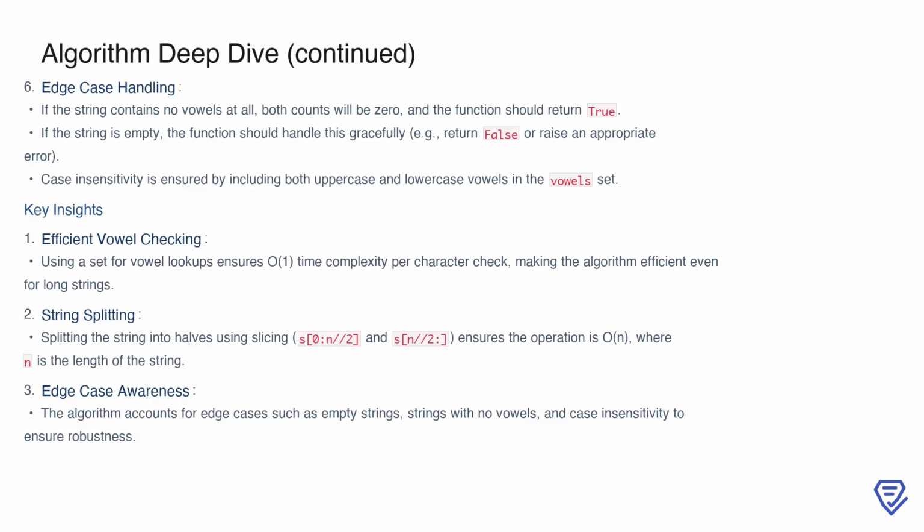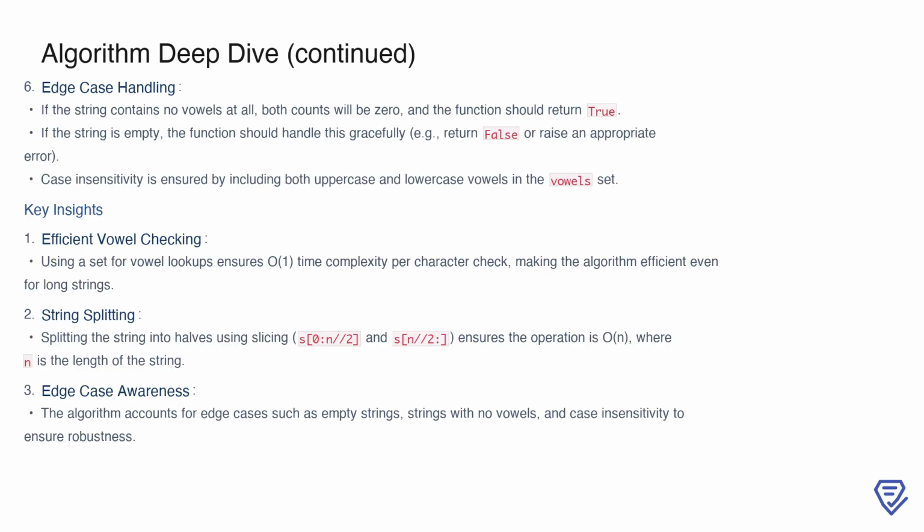It's important to handle edge cases to make the algorithm robust. If a string has no vowels at all, the counts for both halves will naturally be 0, which means the function should return true because the halves are still alike in the absence of vowels. Additionally, if the string itself is empty, we should handle this gracefully, either by returning false or raising an appropriate error. Case insensitivity is also addressed by including both uppercase and lowercase vowels in our predefined set. This ensures that the algorithm works uniformly regardless of the case of the input string.